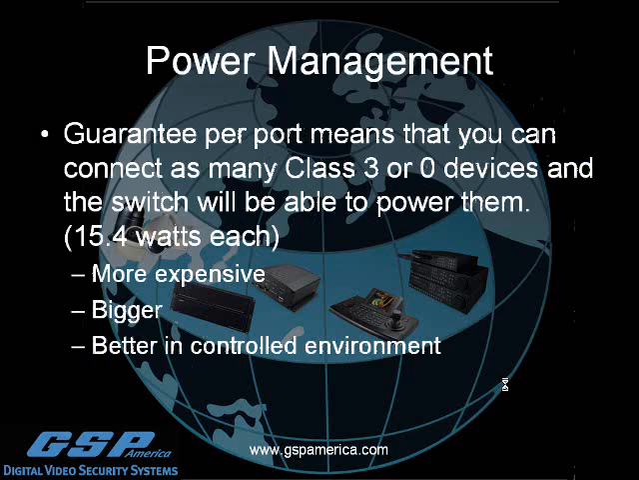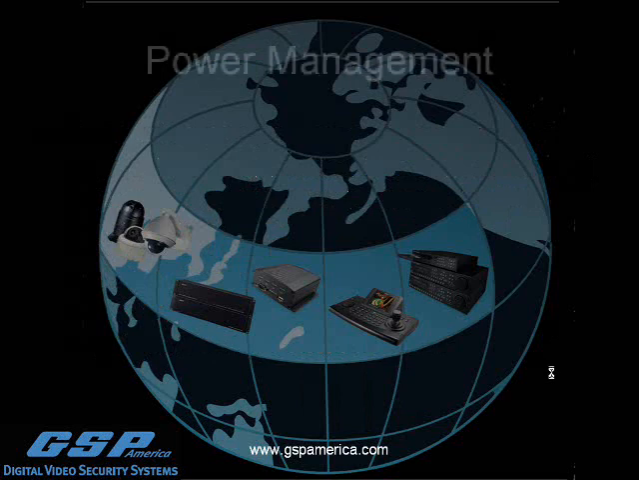Guarantee per port means that you can connect as many class 3 or 0 devices, and the switch will be able to power them. Okay, so you got 15.4 watts for every single port, and it's going to be able to power all those devices without a problem. Those are typically more expensive. They're a little bigger, and they do draw more heat, so they are better in a controlled environment.